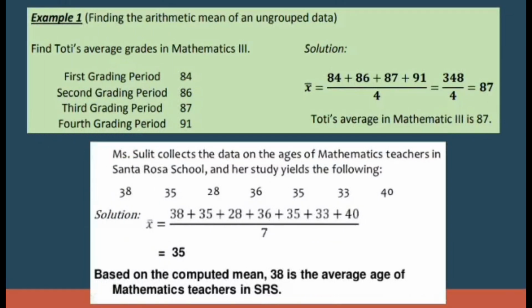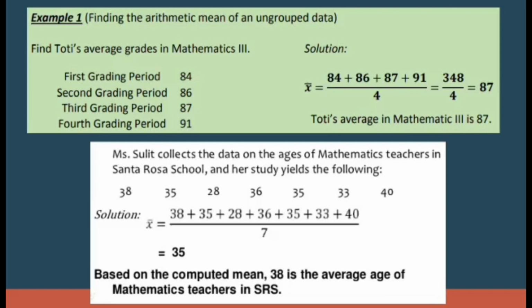So for example number 1, our task is to find Totu's average grade in Mathematics 3. His grade for first grading period is 84, second grading is 86, third grading is 87, fourth grading is 91. So all we have to do is to add these numbers and divide it by 4. So 84 plus 86 plus 87 plus 91 over 4.